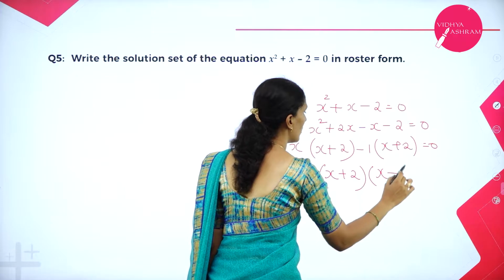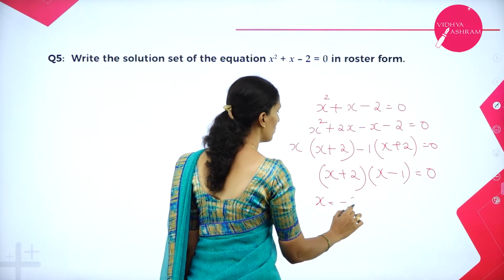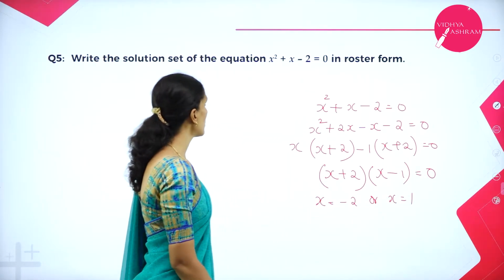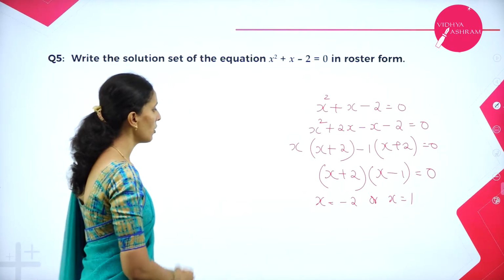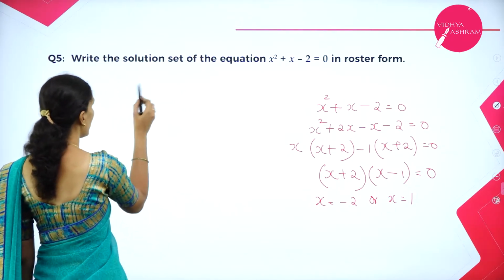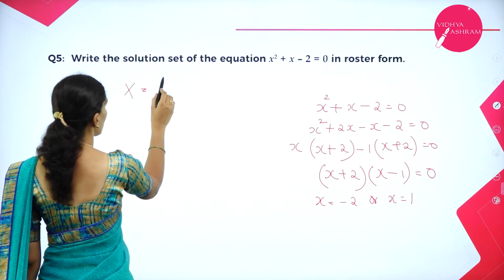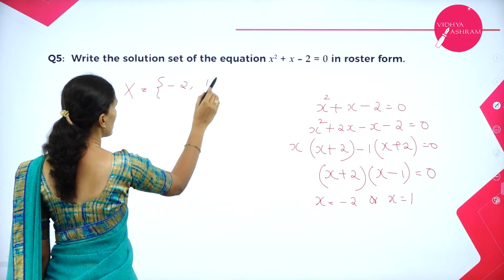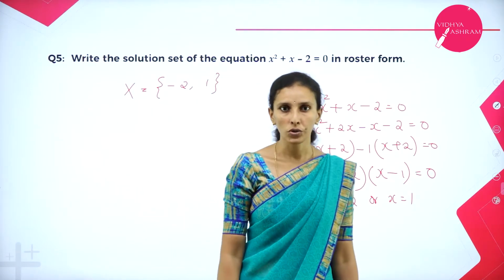x plus 2 and x minus 1. That is x is equal to minus 2 and x is equal to 1. So this is the solution. So write the solution set for the equation. So what are the solutions? Minus 2 and 1. So here you can denote it with capital X. Any letter can be used. What are the solutions for this equation? One is minus 2 and another one is 1. So this is how you are going to write the solution in the roster form.